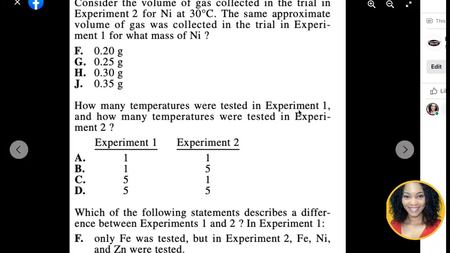Temperatures, experiment 1. So it directed you to experiment 1 specifically for temperatures. And how many temperatures were tested in experiment 2? So that means I'm just going to be looking at the experiments, and I'm just going to be looking at the temperatures and counting how many there are. I'm not going to get distracted or bogged down by any of the information.